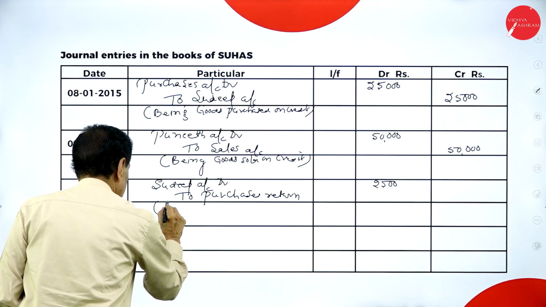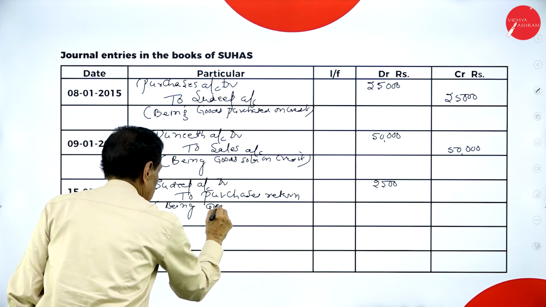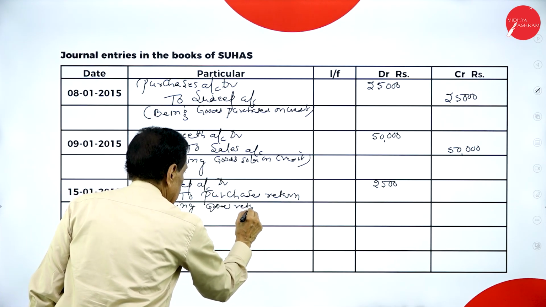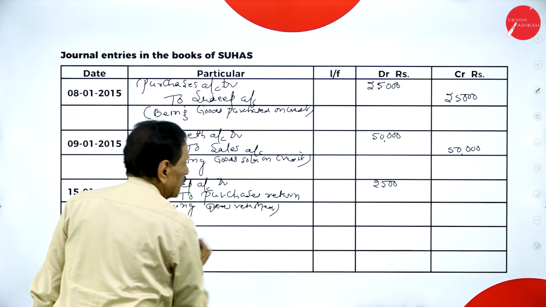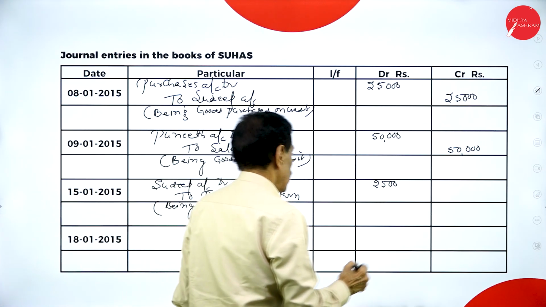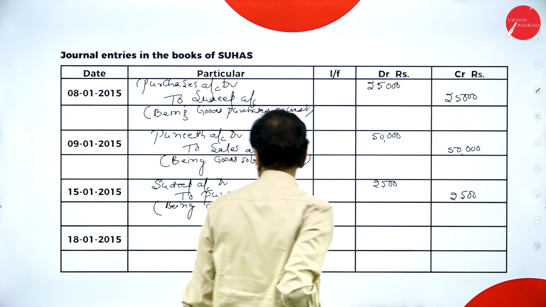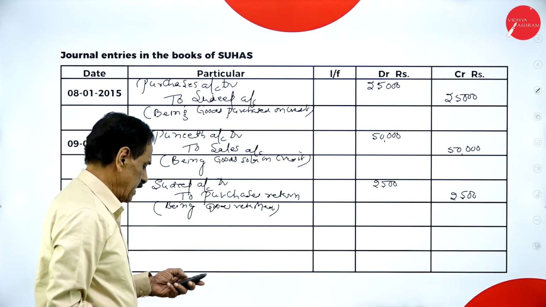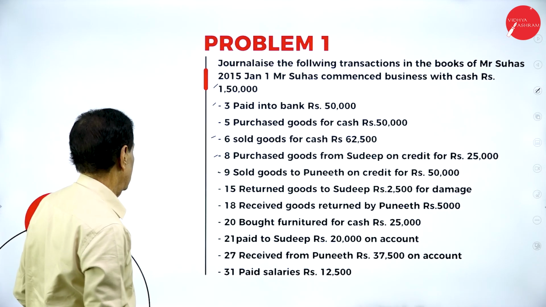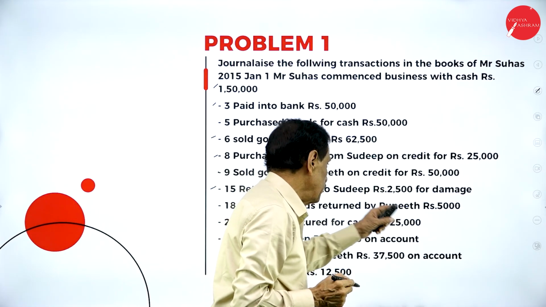Being goods returned to Sudeep to the extent of 2,500. This is on 15th. Then on 18th, received goods returned by Puneet.